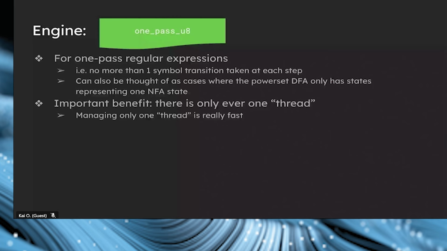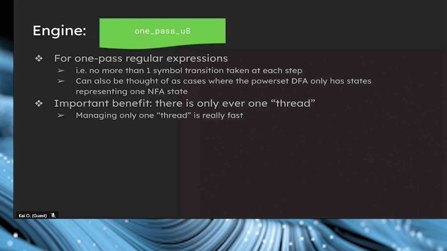But the important benefit here is that we're going through the NFA, but only ever have one thread at most, which means we don't have to handle duplicate threads or thread priorities. We're just going through one at a time, which is faster.